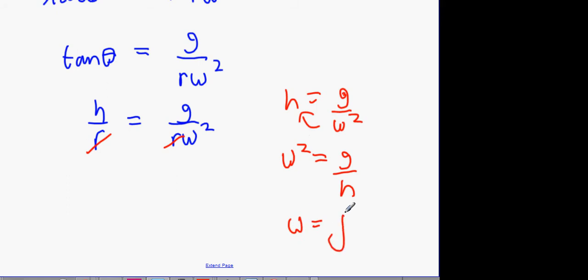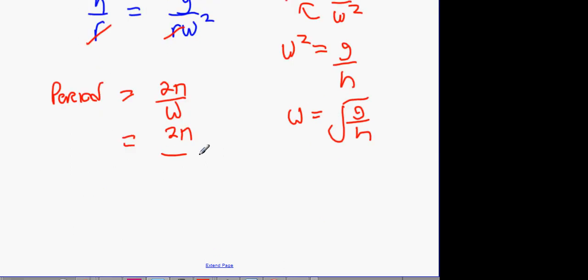Now, period equals 2 pi over omega. Period therefore equals 2 pi divided by root g over root h. We can turn it upside down and we get 2 pi root h over g, and that's our answer there. Okay?